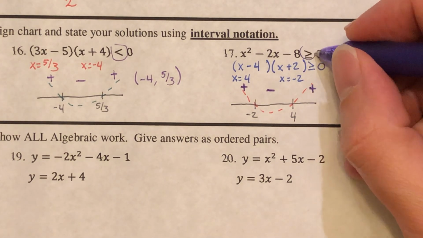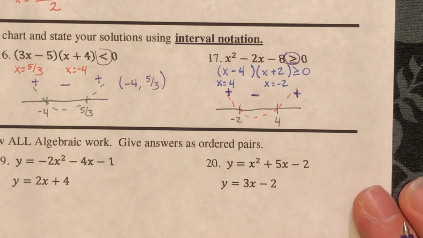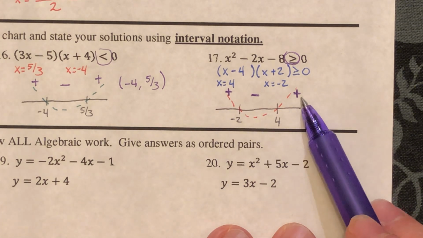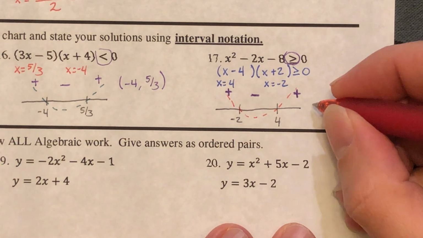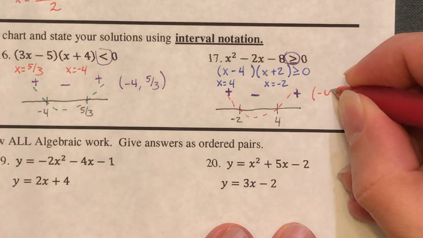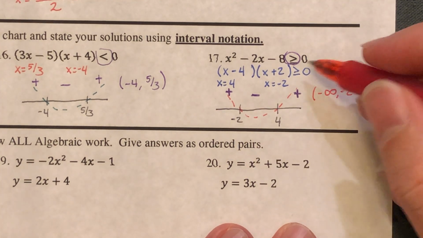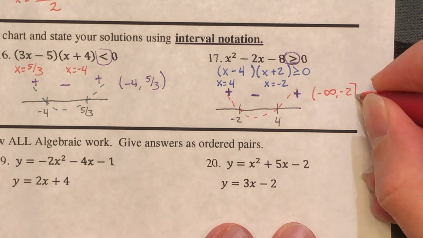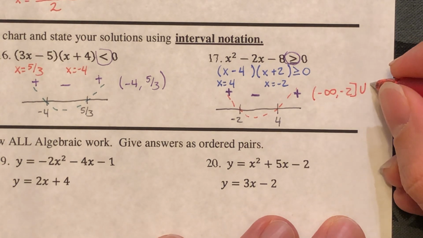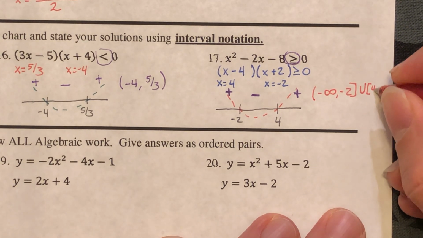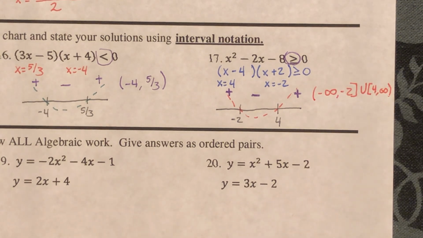Now I need to look at what the inequality sign is. It wants values that are greater than or equal to 0. So I've got two places that it's positive. So I need to write my interval for both of them. So I've got from -infinity going until -2. And it says or equal to, so I close it with a bracket there. And then I have the union saying, and also from 4 going to infinity. Okay.